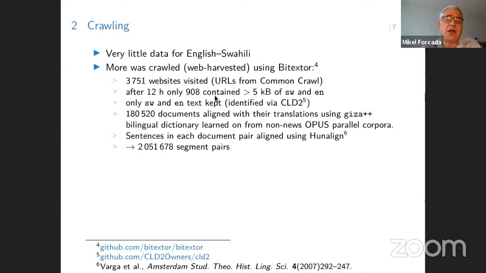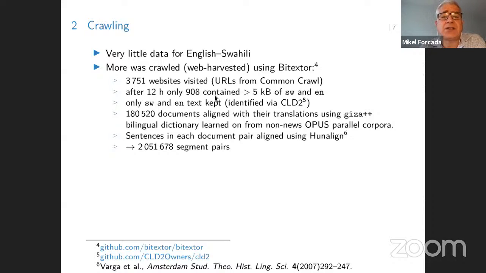So why did we do crawling? Because we found there was very little data to train an English-Swahili machine translation system, a neural machine translation system. So we decided to crawl more data. That means to web harvest data using Bitextor technology. And we basically went and visited about 4,000 websites, getting the URLs from Common Crawl.